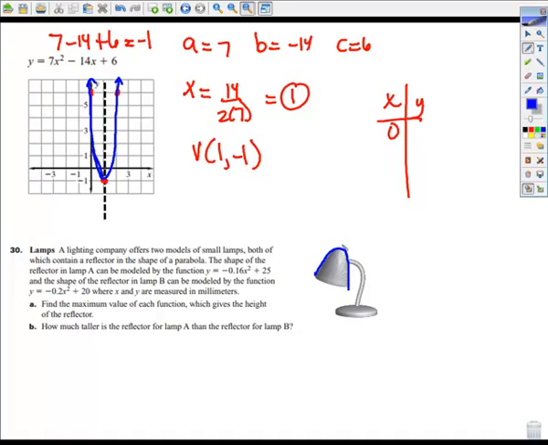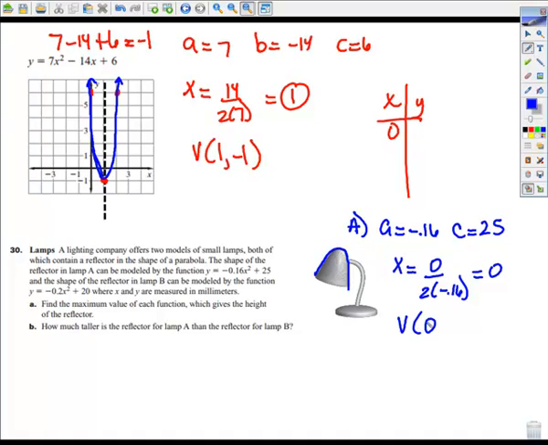So really we have to find the axis of symmetry, and then we're looking at the y value of the vertex. So we'll do lamp A here, and for that one the A value is negative 0.16, and there is no B value, so C is 25. So I get x equals the opposite of B, which there is no opposite of 0, over 2 times A. So the axis of symmetry is 0. So when I plug in the 0, my vertex is going to be 0, comma 25.